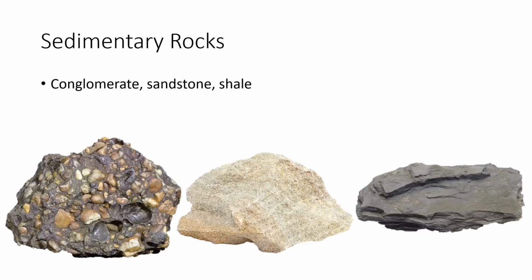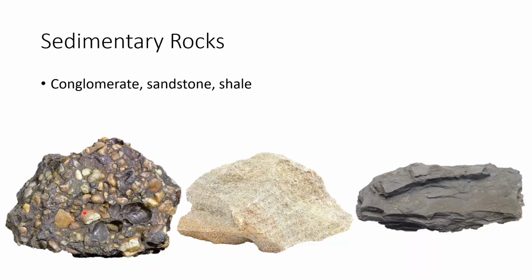So these are key clastic textured sedimentary rocks. There is a conglomerate, a sandstone, and a shale. Conglomerates, as seen here, are predominantly composed of clasts 2 millimeters in diameter or larger, and these clasts are rounded in shape.